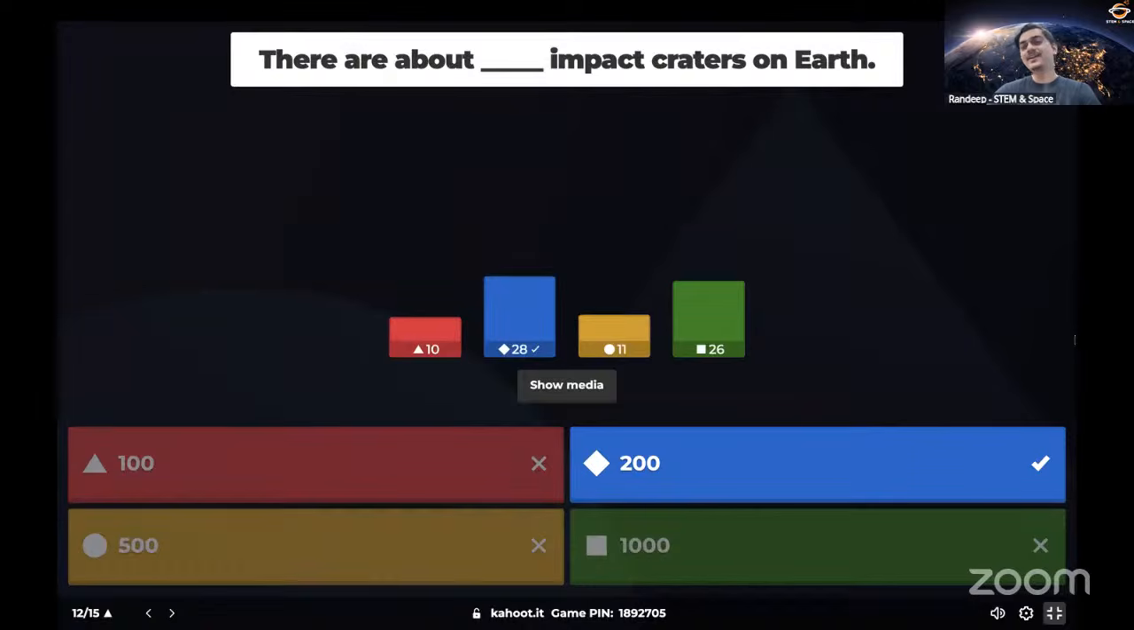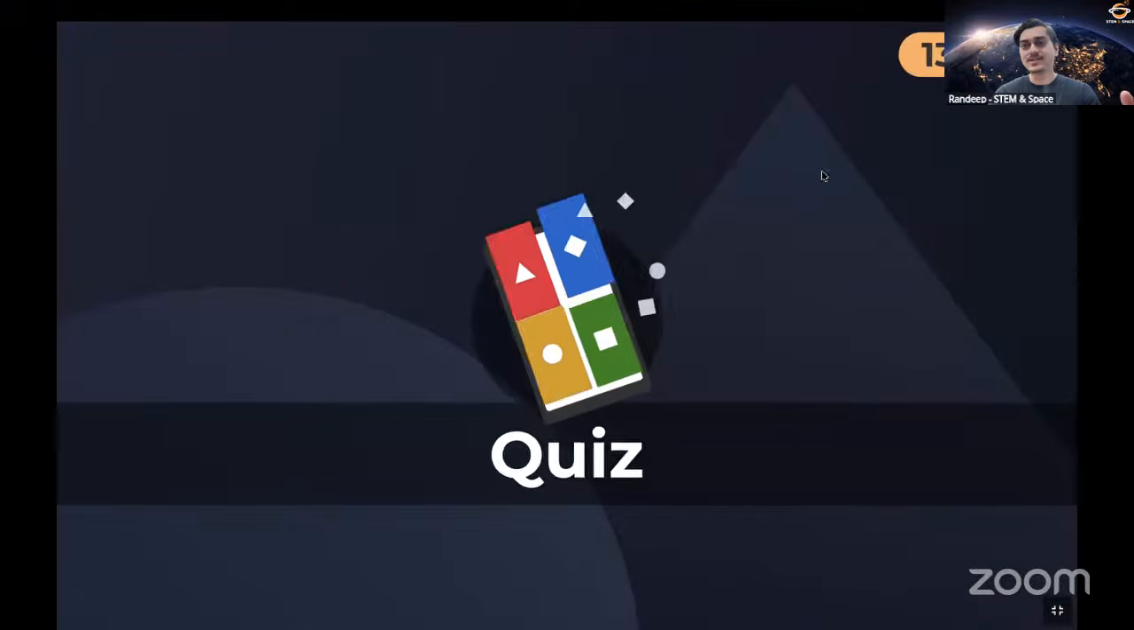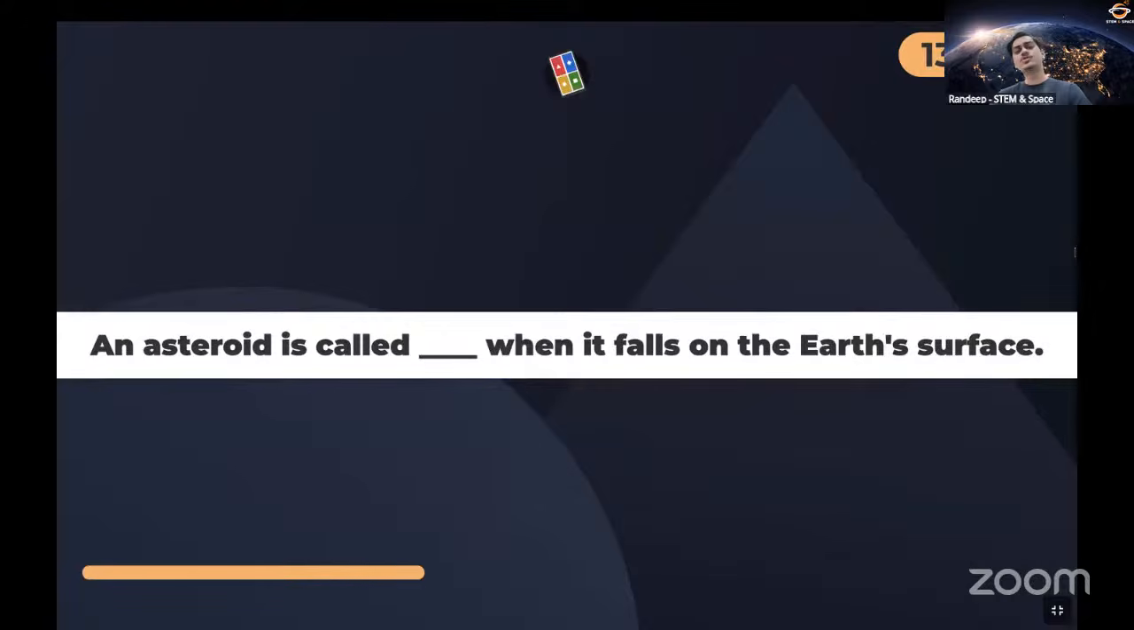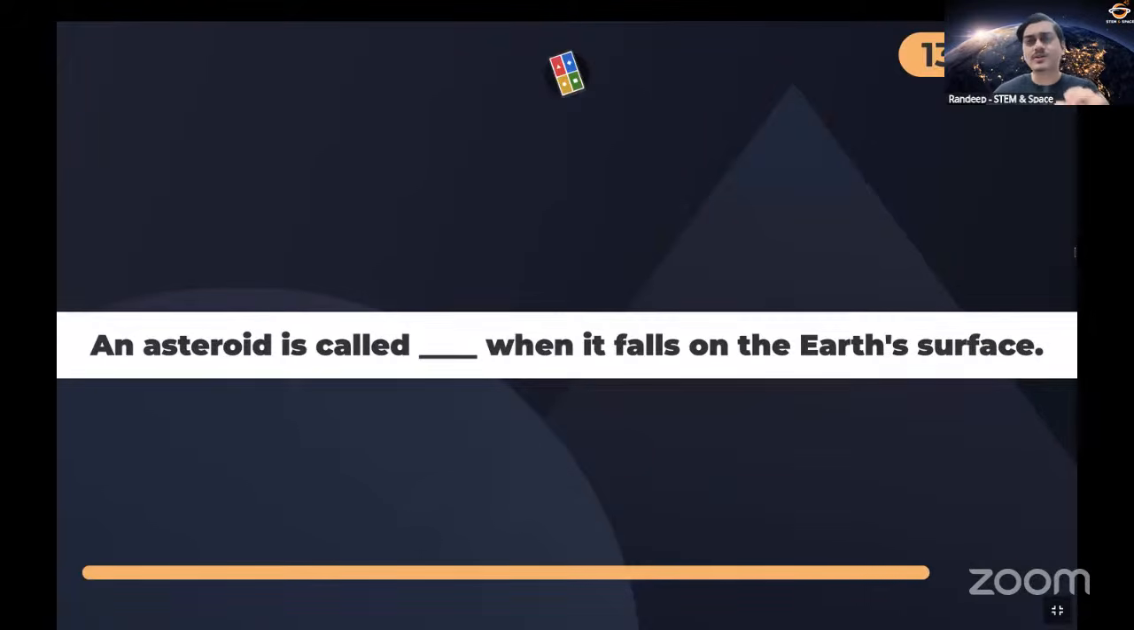Correct answer is again 200, and we are having that recap as well, that there are about 200 impact craters as of now, till date, on our Earth, which have been created by several different kinds of asteroids that have hit Earth's surface over the course of history. Let's look at the 13th one. An asteroid is called dash when it falls on the Earth's surface.